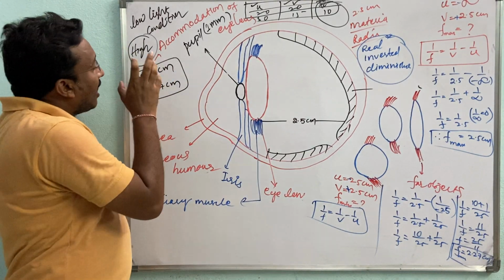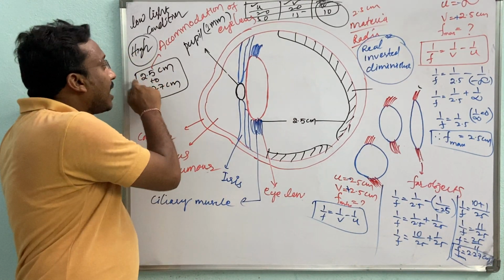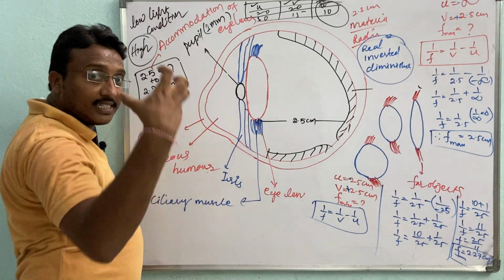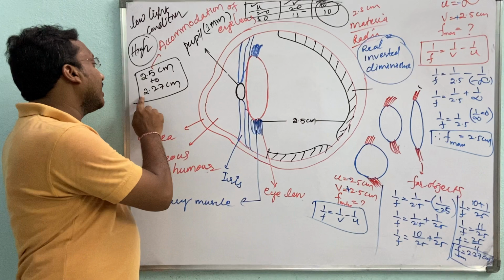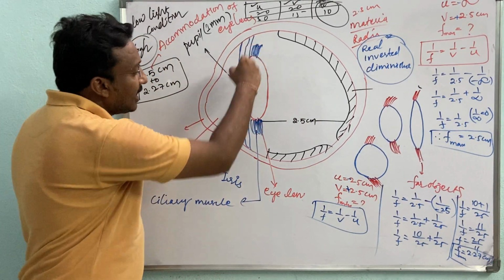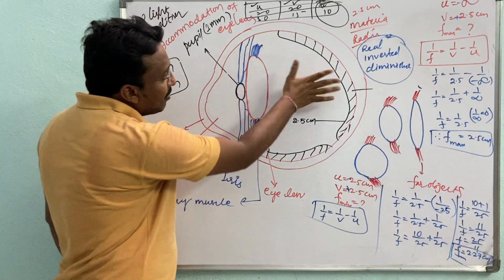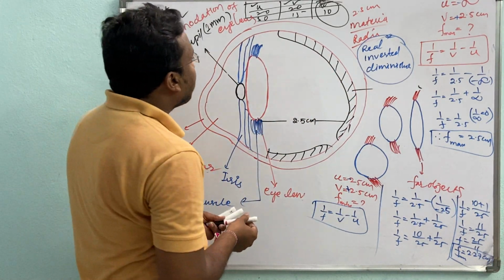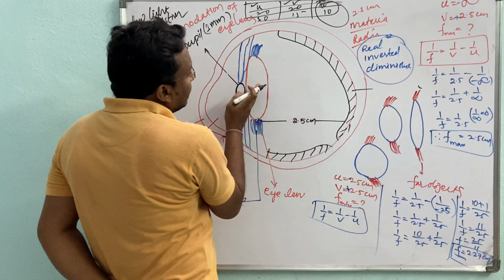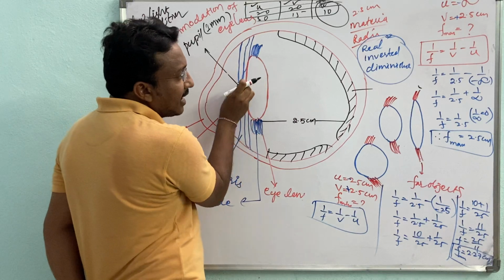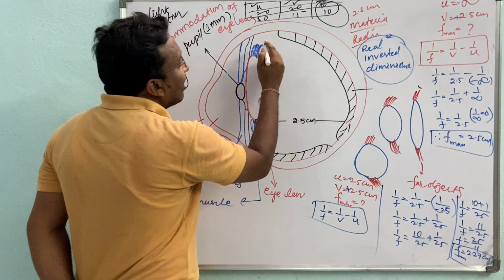What is our human eye's maximum focal length? 2.5 centimeters. What is the minimum focal length of the eye? That is 2.27 centimeters. Got it? This happens with the help of the ciliary muscle. Got it?